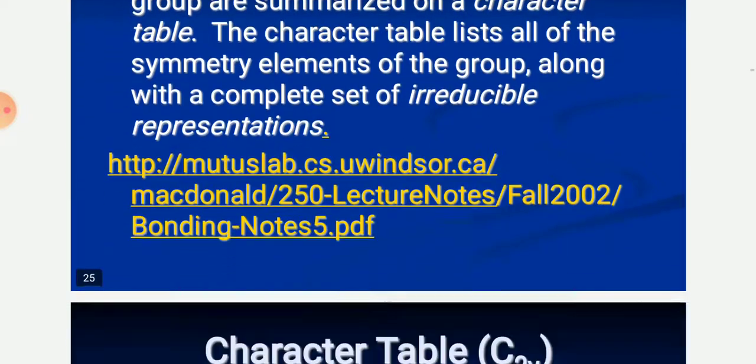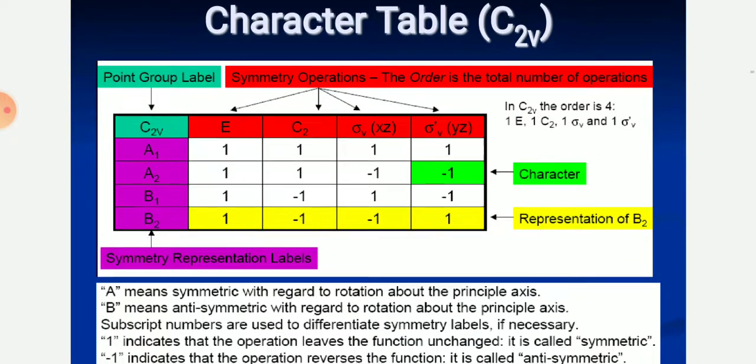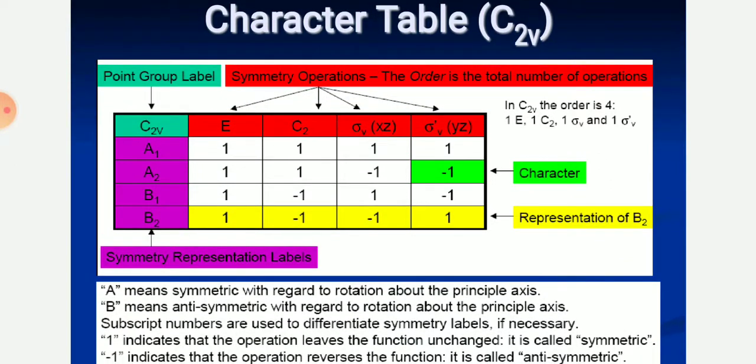Okay, so you can see here the character table for the C2V point group. You can see the C2V is a point group labeled in green, the E, C2, sigma V XZ and sigma V YZ. XZ and YZ are planes of symmetry. In red, these are the symmetry operations. The order of the total group is 4.